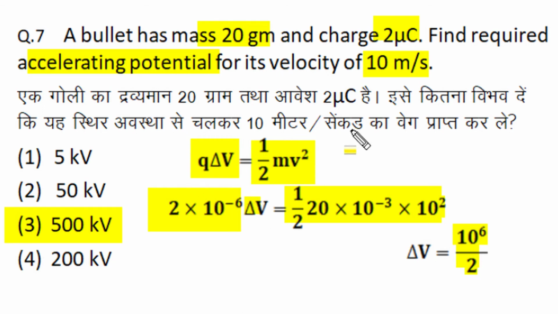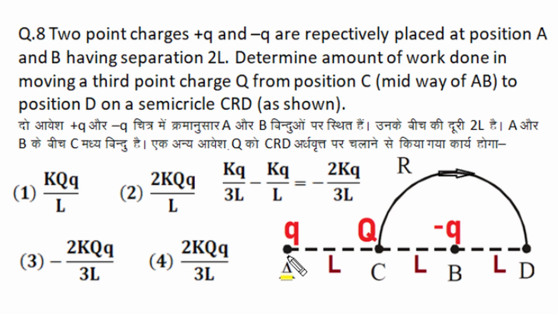We are given two source point charges, plus small q and minus small q, at positions A and B, which are at 2L distance from each other. Now there is a third test charge, capital Q, placed just at the middle of the joining line at position C, and if this test charge is moved over this semicircle trajectory to position D on the other side of minus Q, we have to find the total amount of work done in the movement of the capital Q charge.